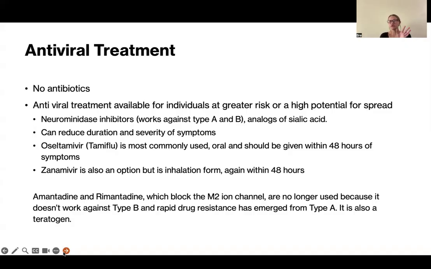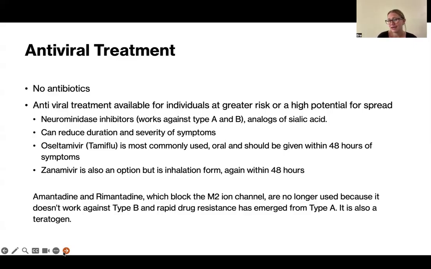And right now, we usually use neuraminidase inhibitors because they work against type A and type B. These are just analogs of sialic acid, but this can reduce duration and severity of symptoms. Now, there's no research showing that this reduces fatal problems like pneumonia down the road. It really is just reducing duration and severity of symptoms right now. This is the most common one.